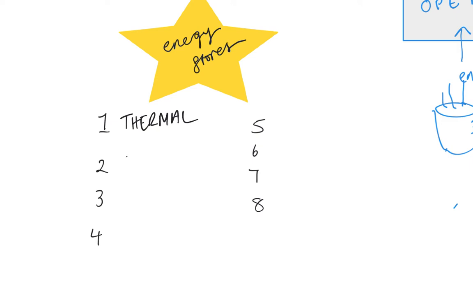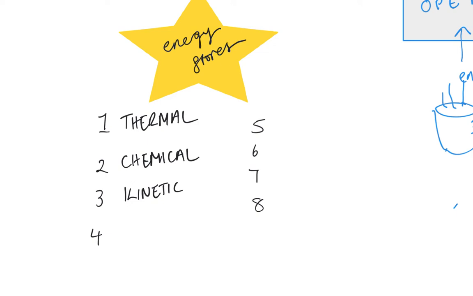The second one we can think of is chemical. Chemical energy is the energy stored between chemical bonds. And we can talk about chemical energy in terms of our food and fuel. Thirdly, let's think about kinetic energy. Kinetic energy is the energy stored within moving objects.